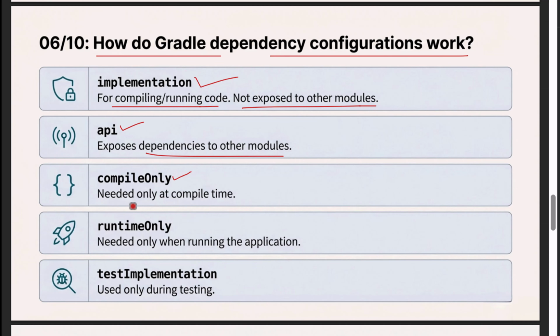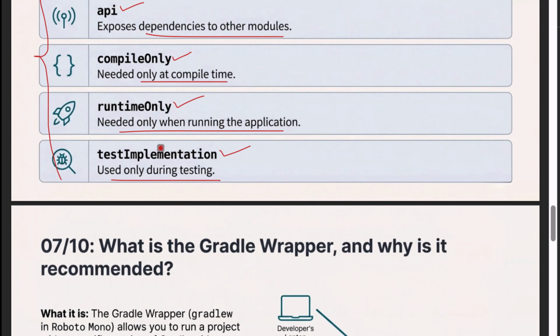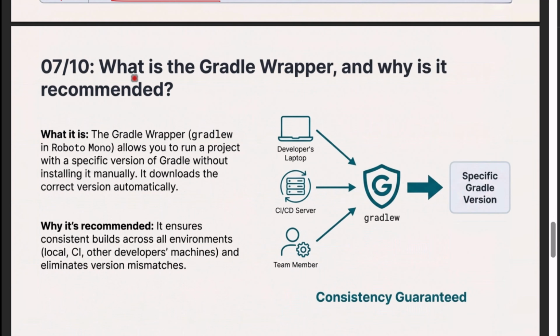CompileOnly means the dependency is only needed at compile time. RuntimeOnly means the dependency is only needed when running the application. TestImplementation is only used during testing. These configurations give developers fine-grained control over dependency usage and visibility. They also help reduce build size and improve encapsulation.